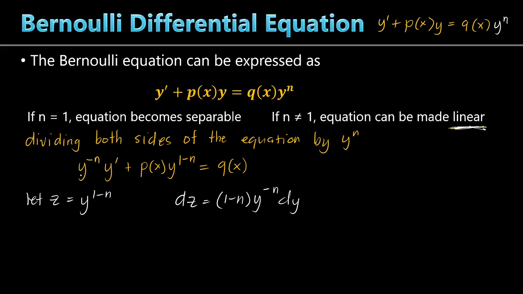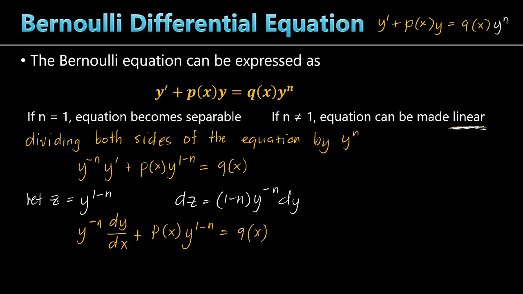Because remember that y prime can be written as dy over dx. So, here, I will just rewrite this entire equation: y raised to negative n times dy over dx plus p of x times y raised to 1 minus n equals q of x. So if you notice, we can now replace this y raised to 1 minus n with z.